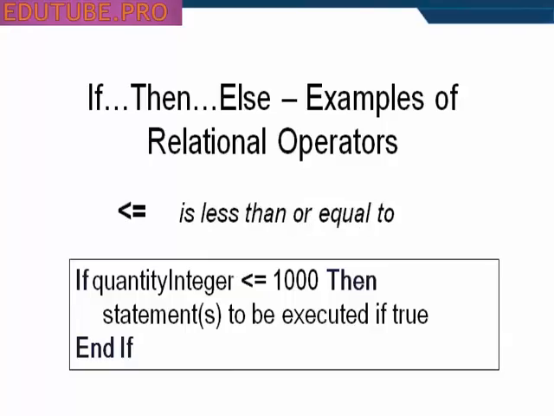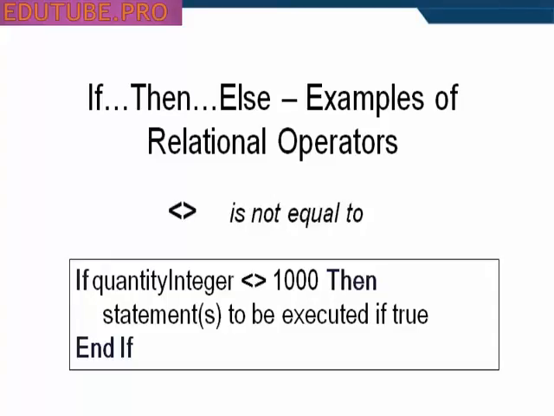Likewise, the less than or equal to symbol, if quantity integer less than or equal to 1000, would include all values that are less than and including 1000. That would make the statement true, and the following statements would be executed.